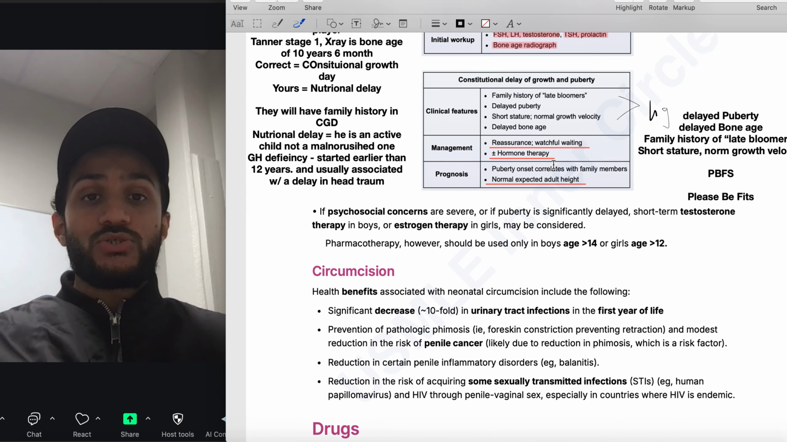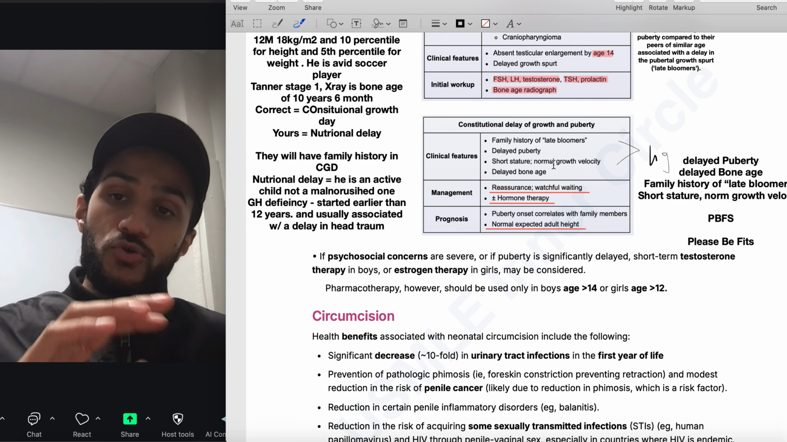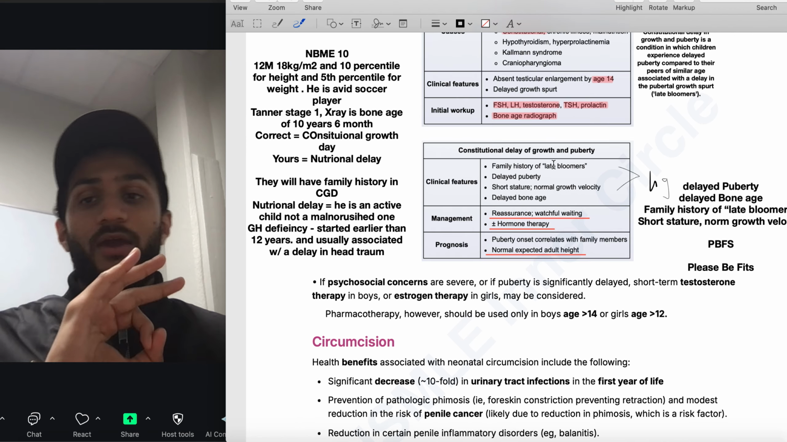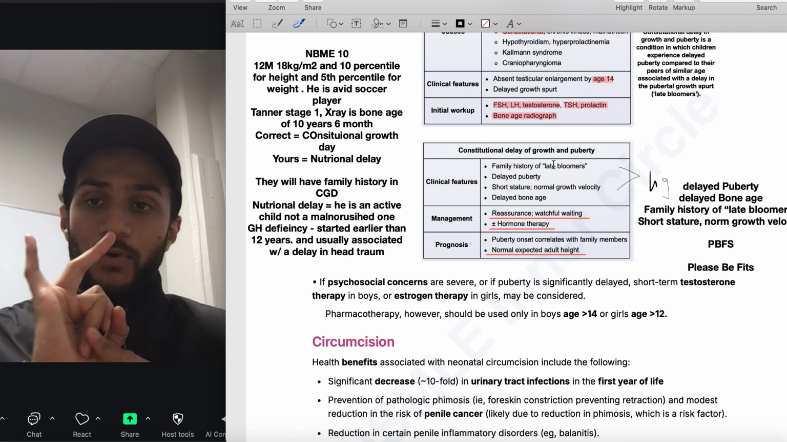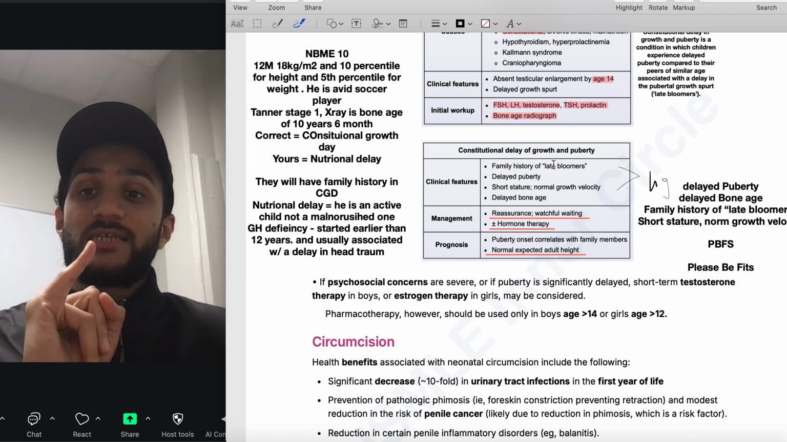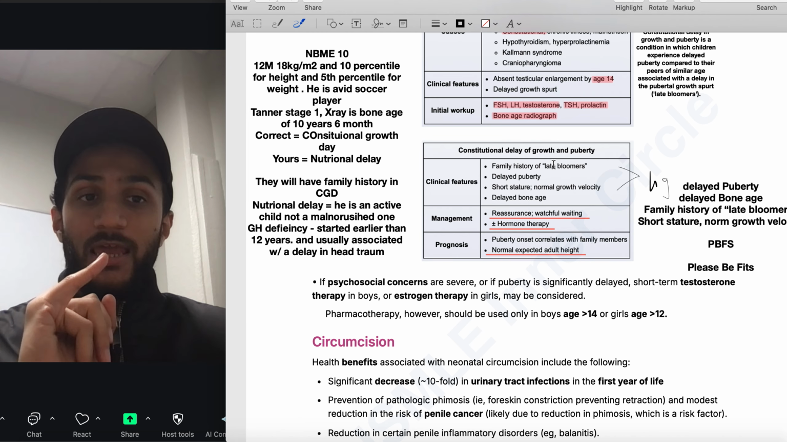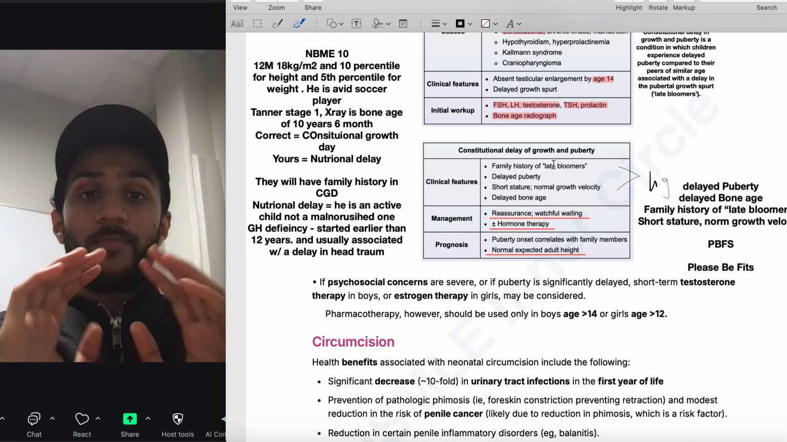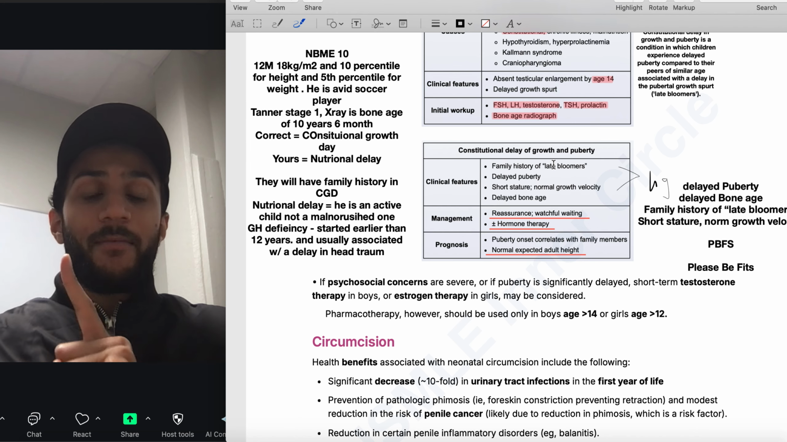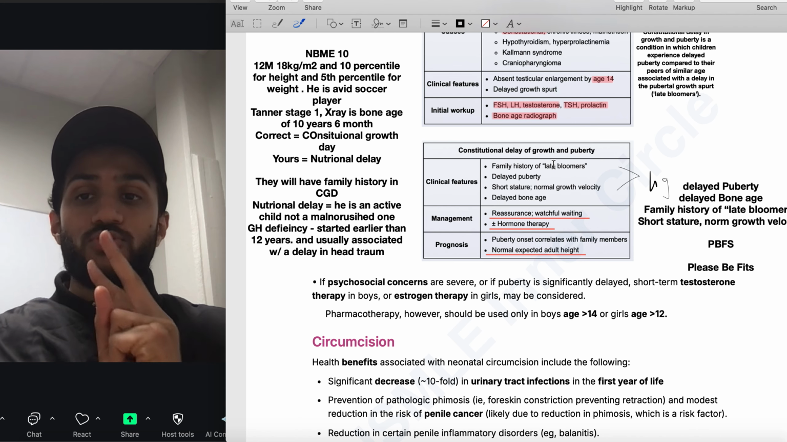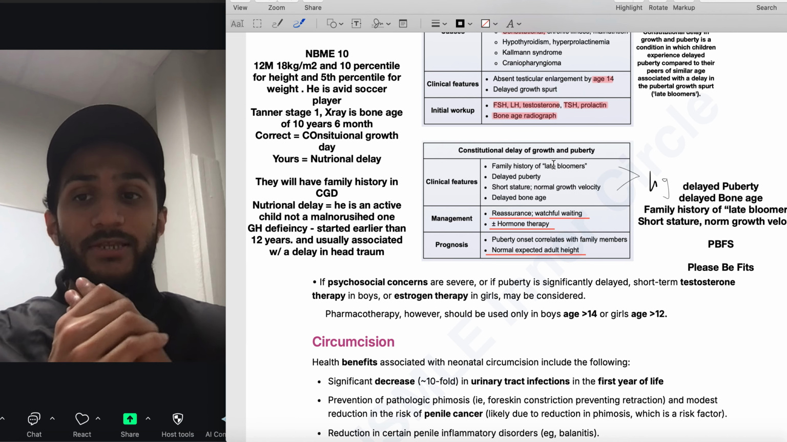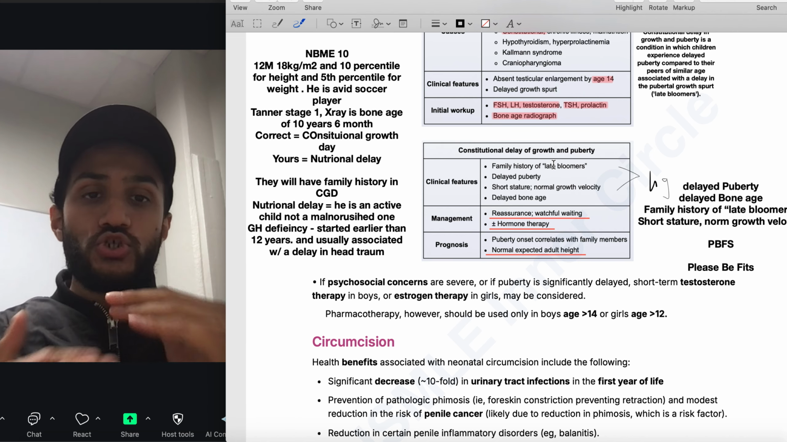If you want to do constitutional delay of growth and puberty, we have three main categories. One, it runs in the family. Two, there is going to be a sexual delay. And three is that there's going to be delay in the bone age. I'll repeat that for you guys. One, it's in the family. Two, there's going to be some sort of problem with the sexual reproductive system. And three, the bone age is going to be low. Okay, bone age, short stature.